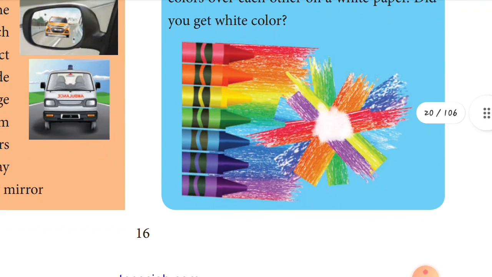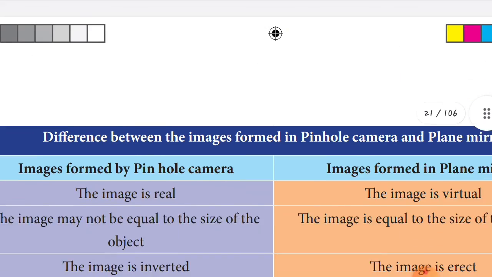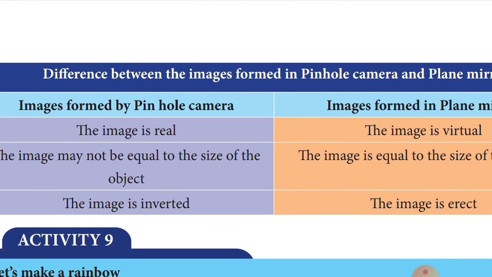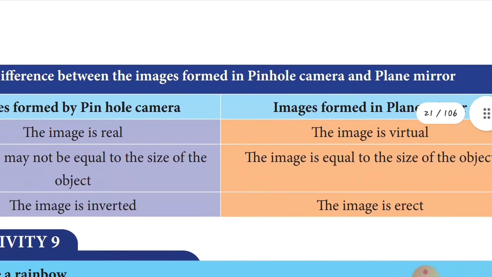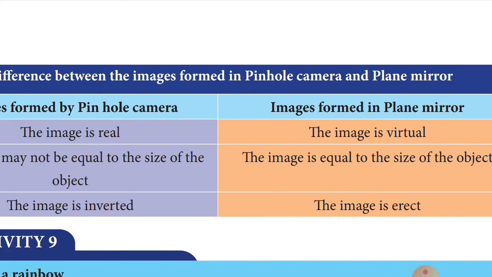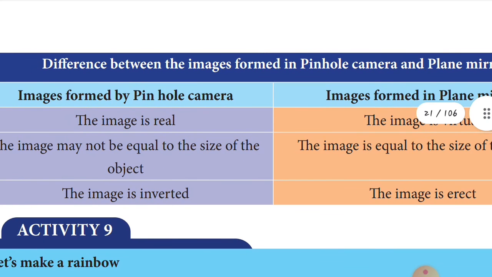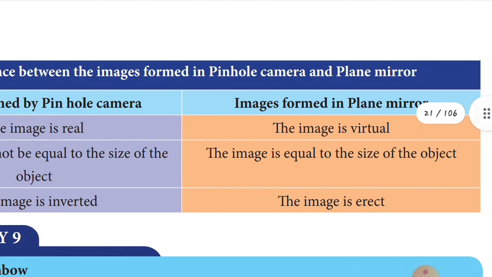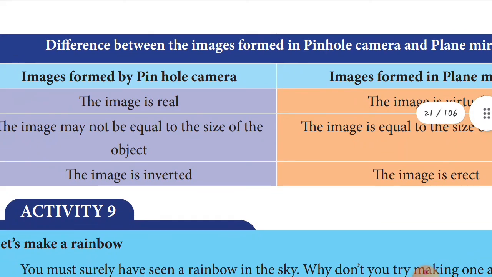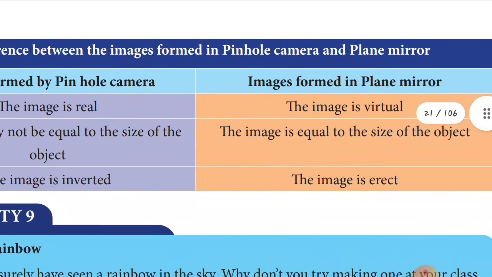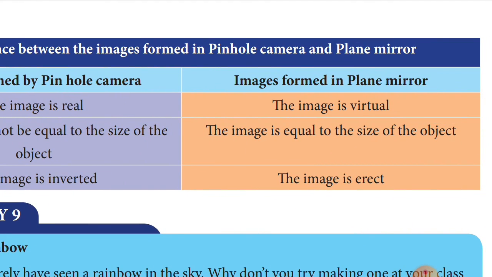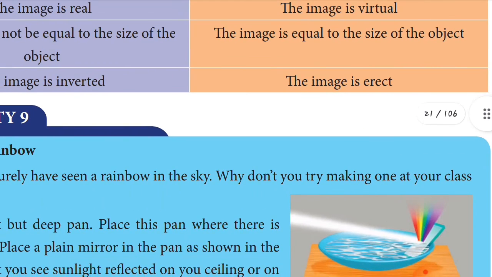And see the different colors, children, seven colors, VIBGYOR. Now let's see the difference between the images formed in the pinhole camera and the plane mirror. In the pinhole camera the image is always a real image, while the plane mirror always gives a virtual image. In the pinhole camera the image may not be equal in size to your object, while in the plane mirror the image is always equal to the size of your object. And third, in the pinhole camera the image is always inverted, while in the plane mirror the image is always erect.